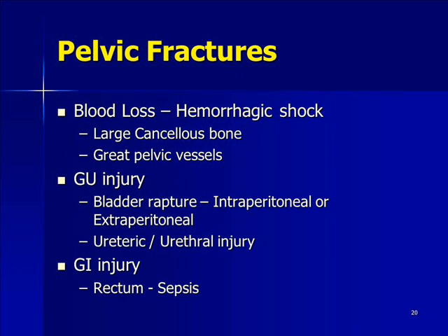And pelvic fractures lead to severe blood loss with hemorrhagic shock, and that is because the injury occurs in the pelvic bones, which are large cancellous bones and associated with great pelvic vessels like the common internal and external iliac arteries and veins. There is also significant visceral injury like a genitourinary injury, for example bladder rupture, and this can be intraperitoneal or extraperitoneal, best assessed by doing contrast studies. You can also have ureteric and urethral injuries.